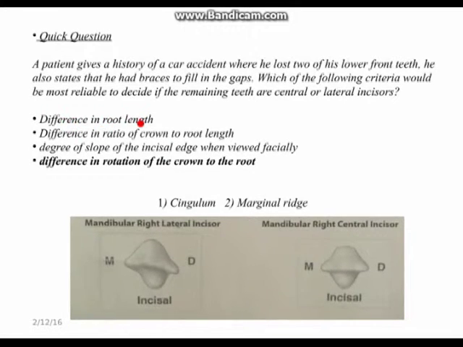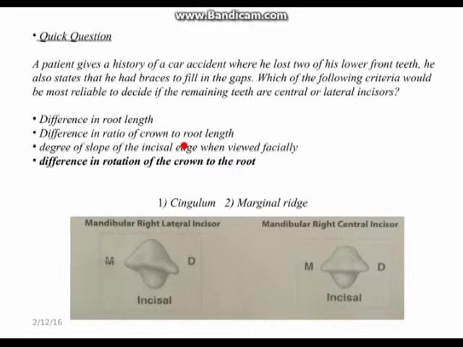Difference in root length. Well, it's not really efficient when you're examining a patient clinically to look at the root length because you only have two teeth, the other two are missing. So how are you going to compare? Even if you take an X-ray, sometimes the teeth can be the same length. You know, there's so many exceptions that can go into it, so it's not very efficient to depend on the root length.